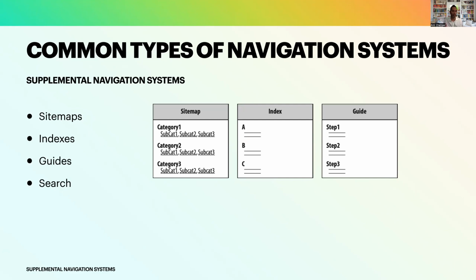Indexes are usually alphabetical. Again, it's a list of everything on a site. You look at it, and under those alphabetical structures, you can see what you're looking for. Guides are such as tutorials, wizards, where they take you through a process and show you different things, how to do things. They're step by step. And search. Search is a way of navigating a system.